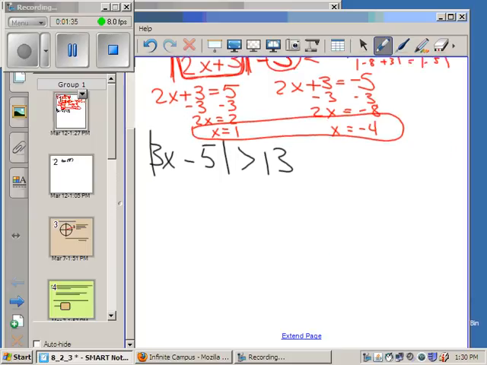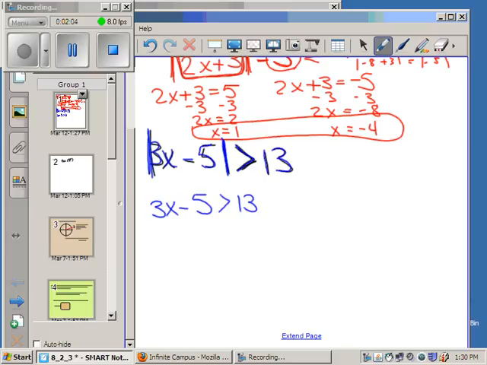Yet another one like that. This time I'm using a greater than symbol. So in this case, the absolute value of 3x minus 5, so this whole thing, the absolute value of this is greater than 13. This is a little trickier because we're working with a greater than symbol rather than working with an equal sign. But basically, if 3x minus 5 is greater than 13, then that'll work.